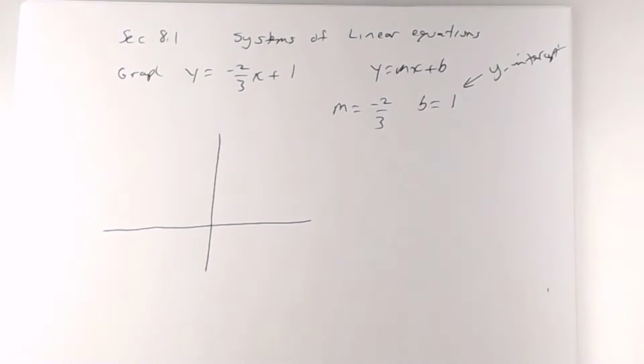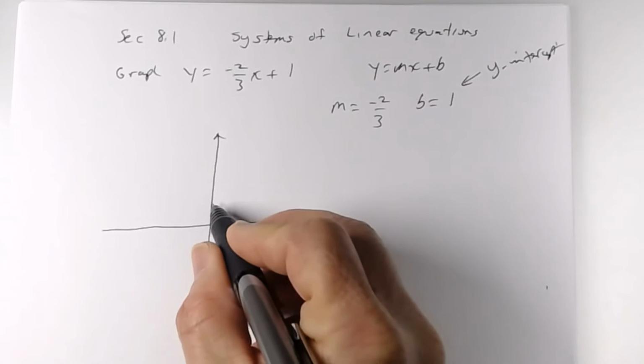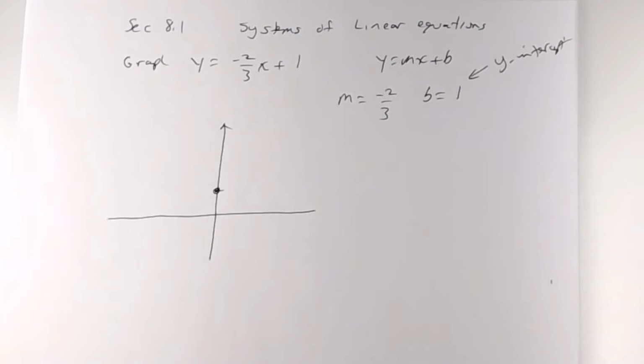So the graph's going to cross the y-axis at the point 1. So here's my y-axis. Let's say this is 1 right here. So that's a point on the graph, on this line. To graph a line, how many points do I need? 2. We need 2 points. Okay, so I know 1 already. I'm going to use the slope to find the other. What's the slope? Rise over run.